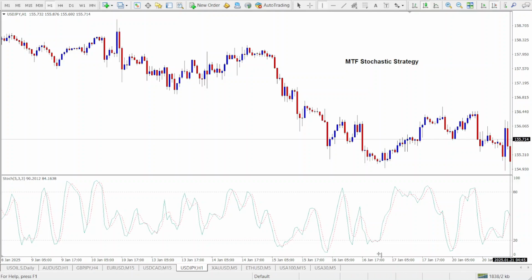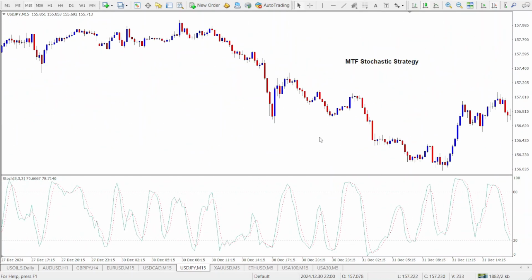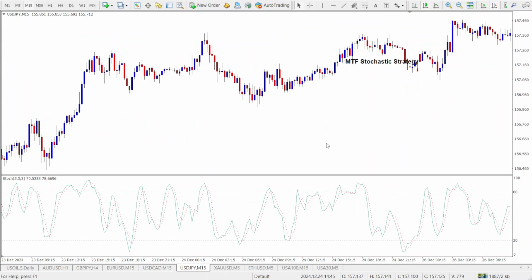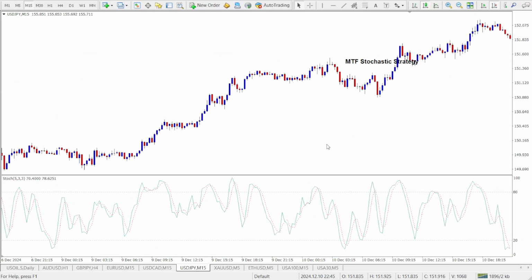Here we can see the 1 hour chart. Let's just look at the 1 hour chart here. It was giving us a signal for a buy. Now let's go to the 15-minute chart and see what we can find there.